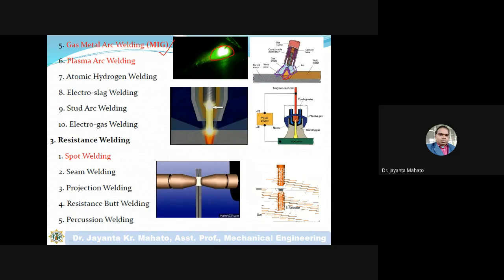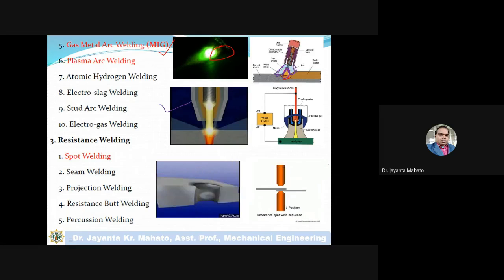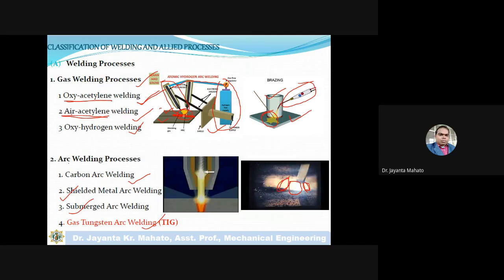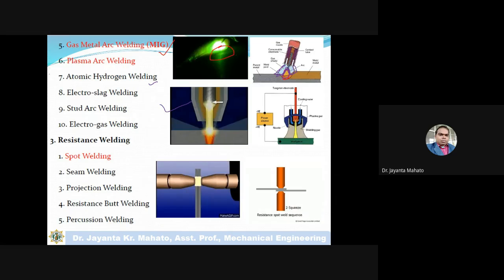Another is the plasma arc welding. This is also a type of arc welding process. Just see, this is the plasma arc welding process, where plasma is used. Okay. Another group of arc welding processes includes atomic hydrogen welding, electroslag welding, stud arc welding, and electrogas welding. Okay.